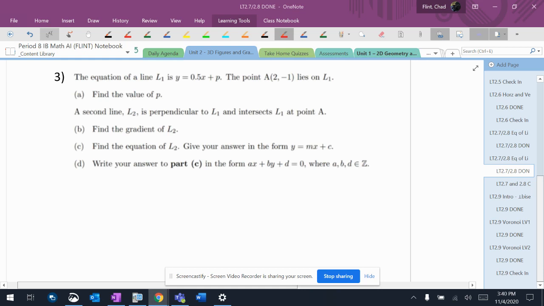So the equation of line L1, it gives you the equation, then there's something missing. There's a P in it. All right, the point A lies on L1. Find the value of P.